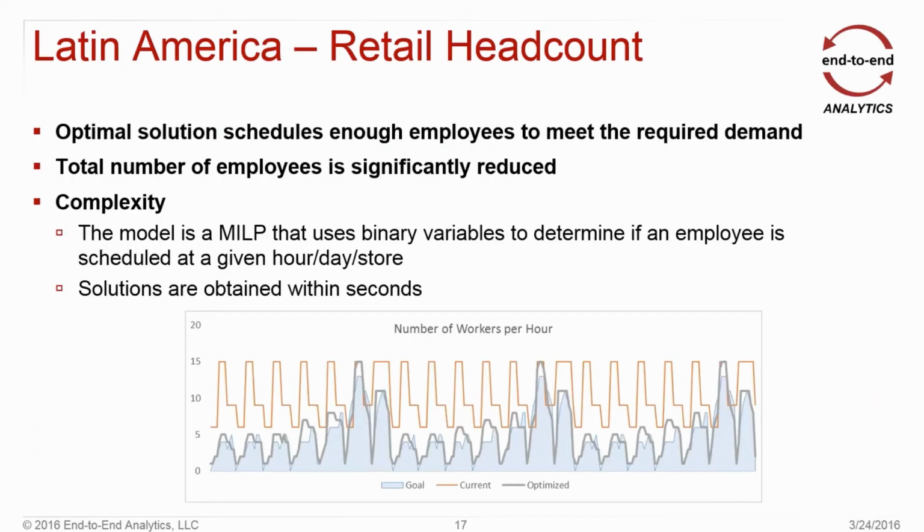The last problem we want to talk about is a scheduling problem in the retail space. This problem is with a retailer in Latin America, and what they're working on is trying to figure out how many people should I have on the floor for any particular shift. So if you look at the graph below, they had the orange line, which is what their current state is and how they staff their stores.